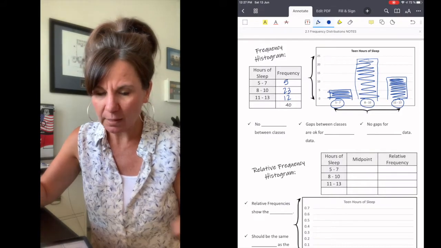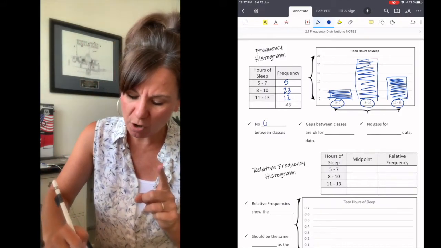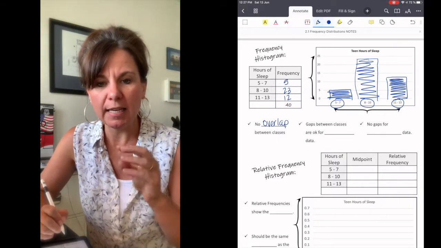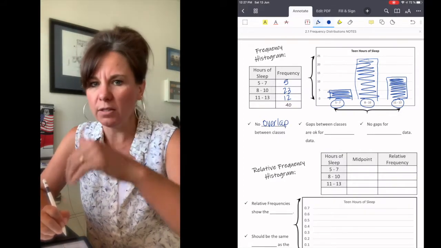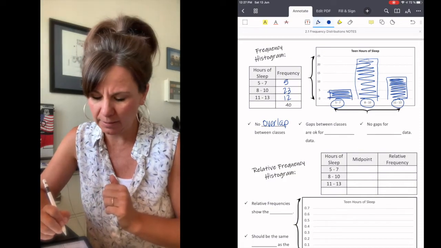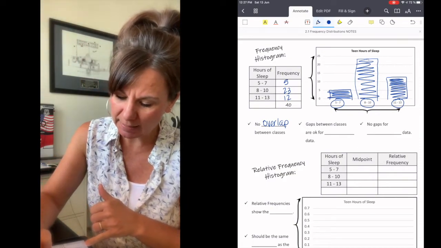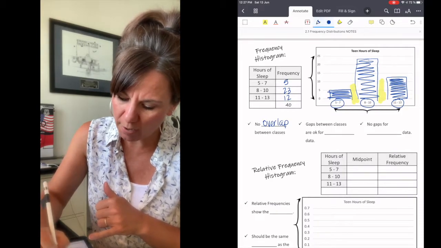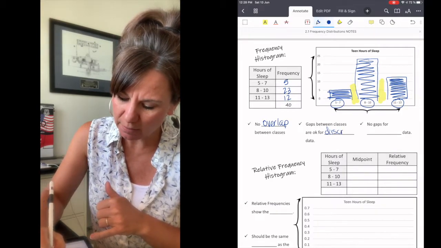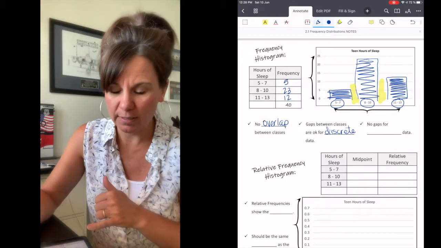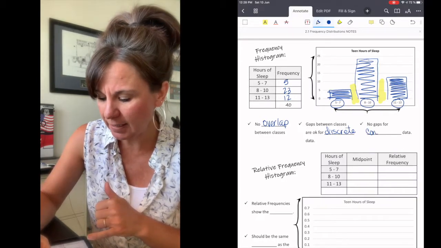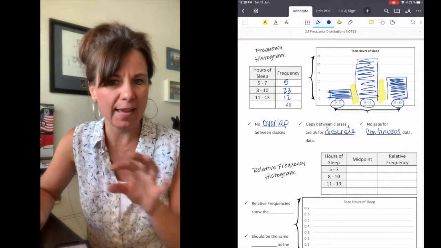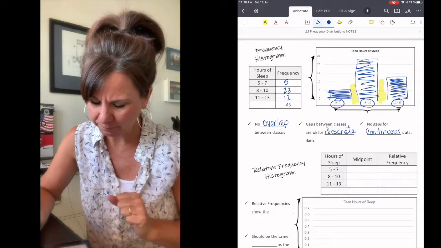Awesome. Important to note, there can be no overlap between classes, which means that each number can only go into one particular class. Gaps between classes, notice that I left these gaps right here. Those are okay for discrete or countable data. But if you have continuous data, you don't want to have any gaps in your bar graph.